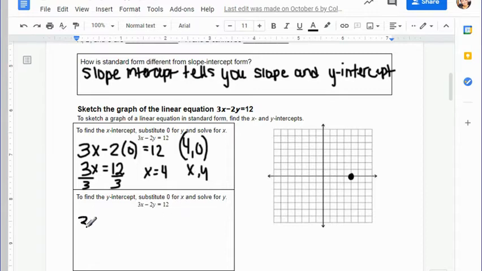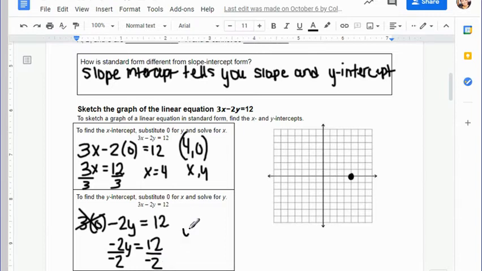So it's going to say 3 times 0, and then it's minus 2y equals 12. What is 3 times 0? I don't have to say that, I'm just going to cancel it out. I don't have to say 0 minus 2y because it's like you're adding or subtracting nothing to it. There's no point in saying that. But what I can do now is solve negative 2y equals 12. So I'm going to divide by negative 2 on both sides, and y would equal, yes.